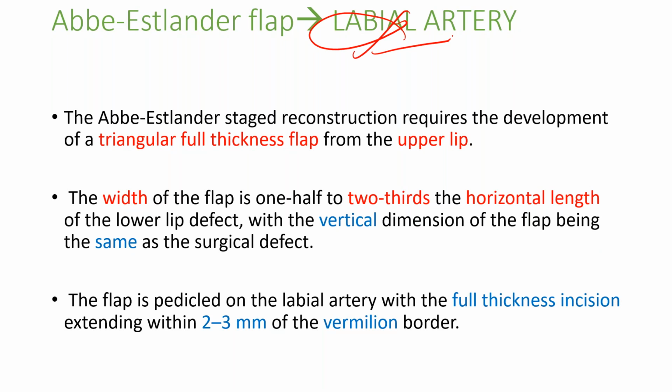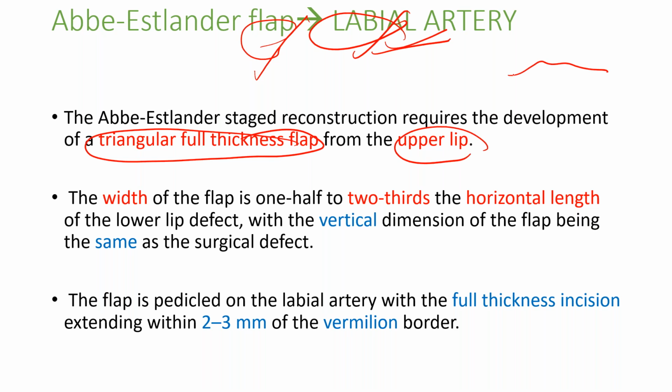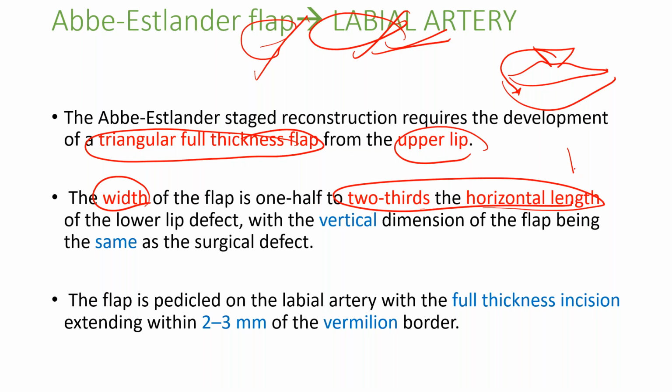What is the artery that is supplying the flap? Every flap should have an artery. It is called the labial artery. So it is a triangular full thickness flap from the upper lip. So from the upper lip you are transferring to the lower lip. The width of the flap is 2/3 of the horizontal length, and the vertical dimension is the same as the surgical lip.